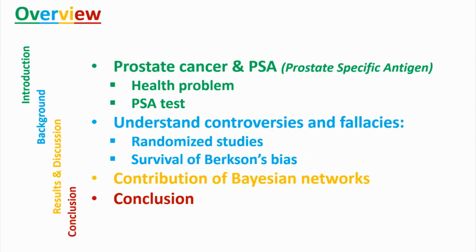So the outline of my talk today will be, first of all, a short introduction about prostate cancer and the marker, prostate-specific antigen. Then we will see the results of current studies on screening of prostate cancer and the problem of misinterpretation and difficulties in terms of interpretation of these studies. Then I will share with you, before the conclusion, some applications from my research group using a Bayesian network in this axis.